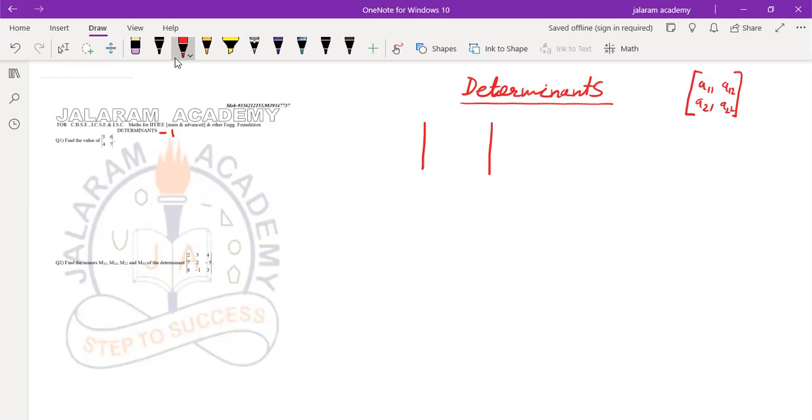And they can be a row matrix if it has only one row, a column matrix if it has only one column, a square matrix if the number of rows equals the number of columns, an identity matrix, etc. Several types of matrices. But remember, in determinants, we have only square determinants. Determinants are only of square type, meaning the number of rows must be equal to the number of columns.